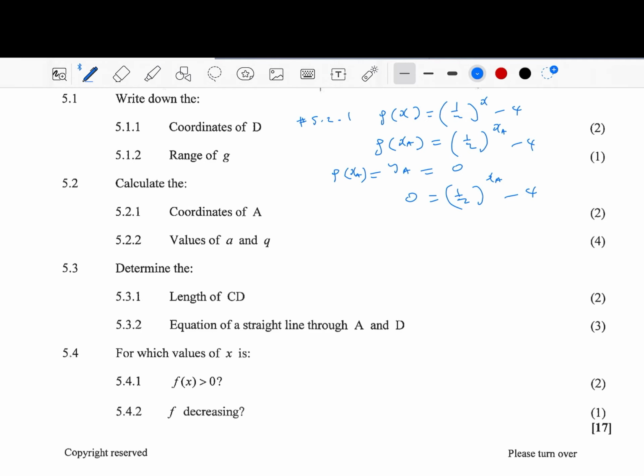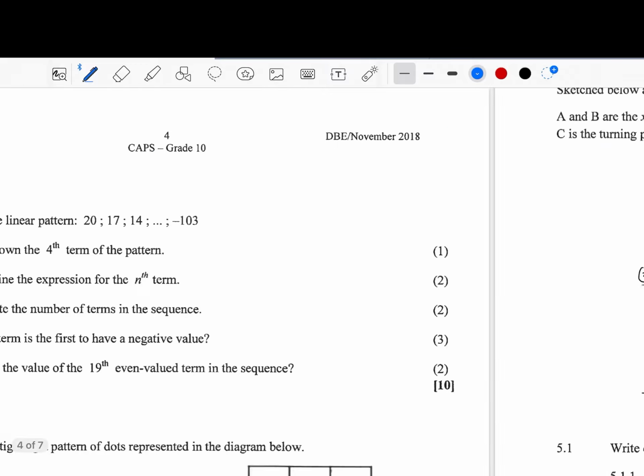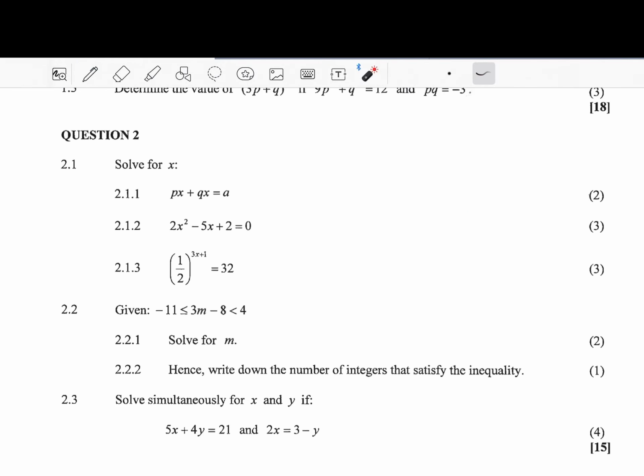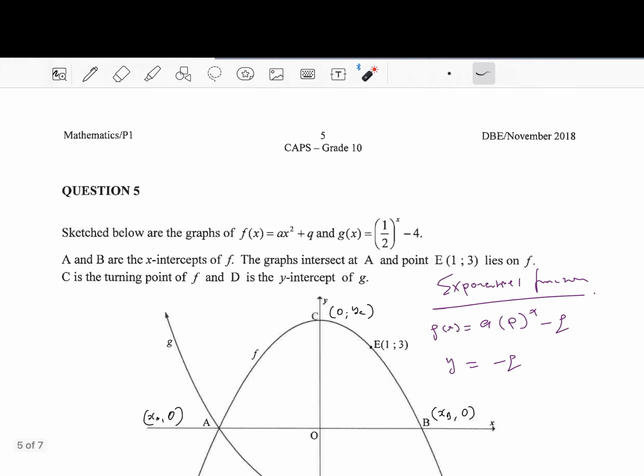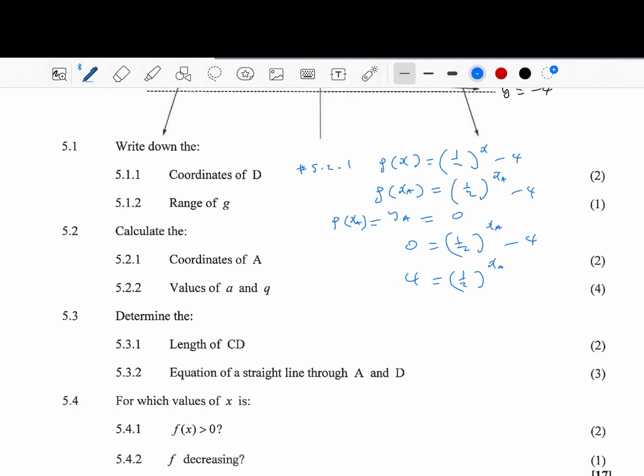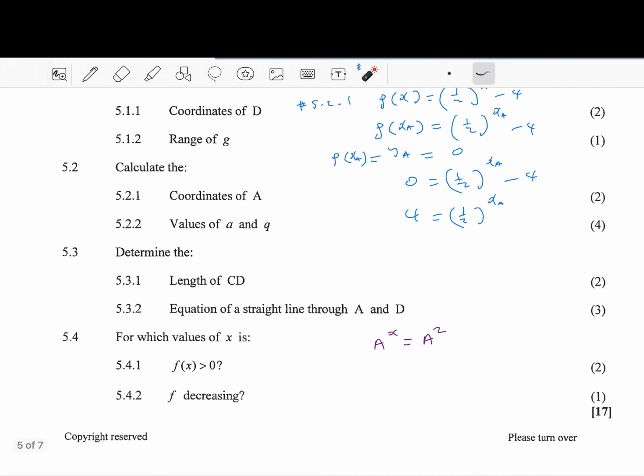How you do this, you take the negative 4, put it on the right hand side, it becomes positive 4, half power xa. And if you check our previous videos when I was solving this kind of question, that's what you're going to be doing here. A little bit of notes. What you need to remember here is this: if you have a to the power x is equal to a to the power 2, by the laws of exponent, the bases are the same, therefore you equate the exponents. So your answer here, x is equal to 2. Those are the laws of exponent.